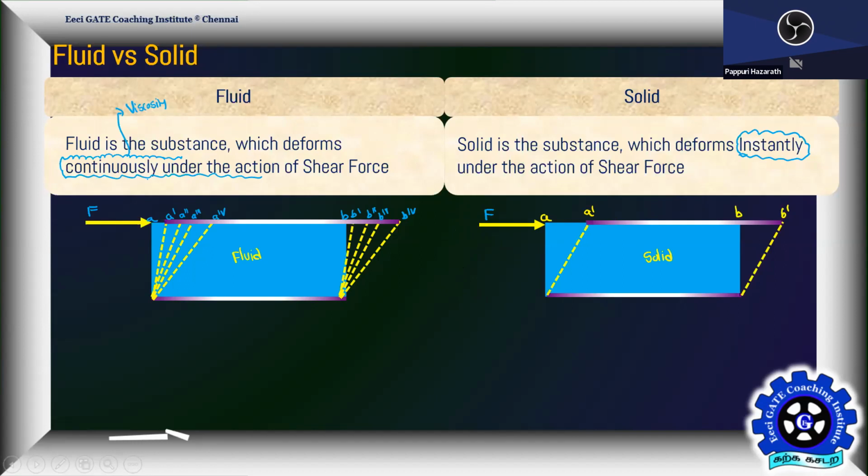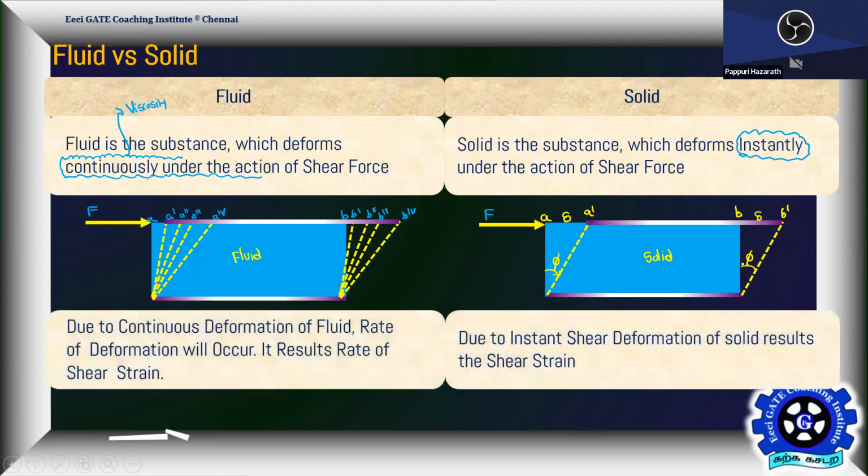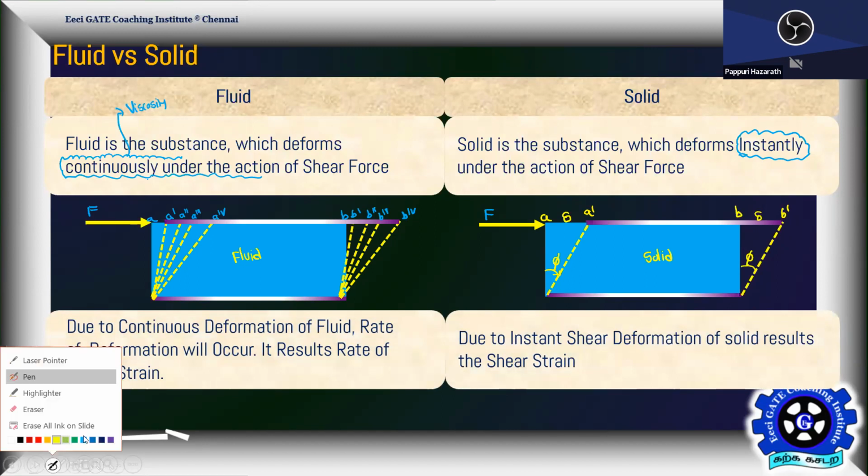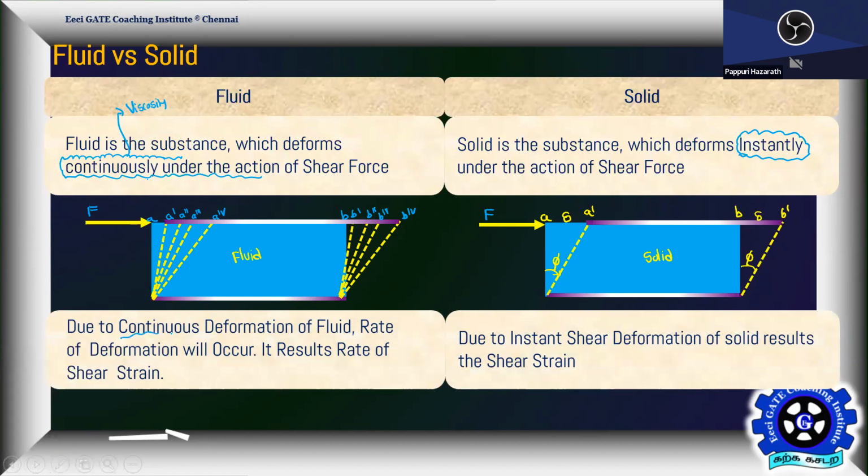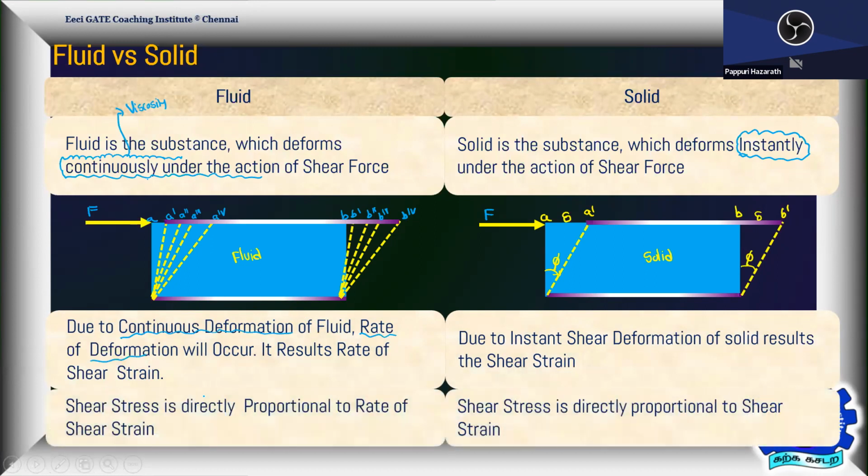Here you will be seeing instant deformation delta. This is phi, the shear angle, and this is equal to shear strain. Next, due to continuous deformation of fluid, rate of deformation will occur. Continuous deformation results in rate of deformation. That is why shear stress is directly proportional to rate of shear strain.